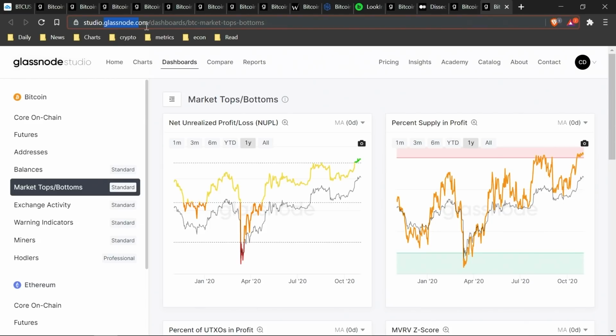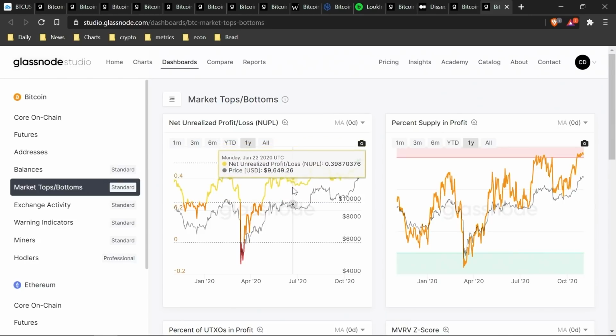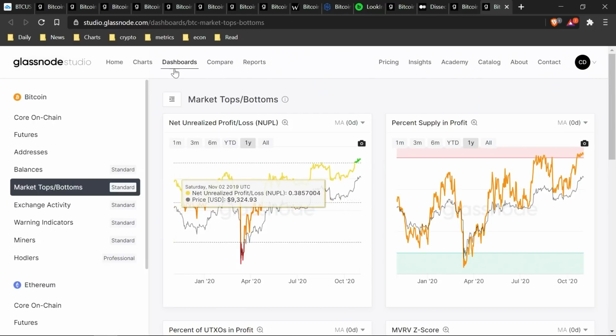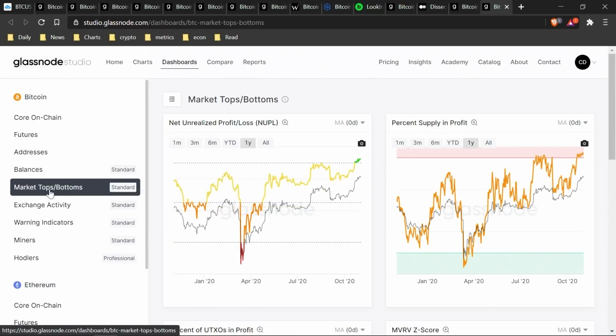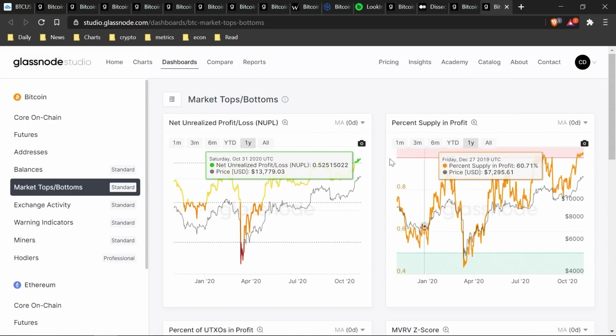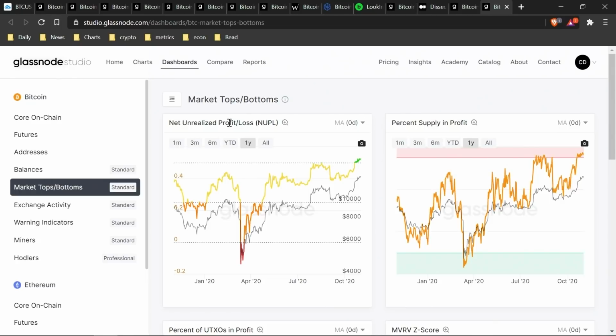So let's go ahead and jump over to glassnode.com, which is a website that has a lot of these tools that I use. And I'll link this up below if you want to get signed up with them. But here under the dashboards tab, you can see that they have something called market tops and bottoms. And there's a handful of tools that they have pretty easily organized here that you can go through. And the first one is net unrealized profit and loss.